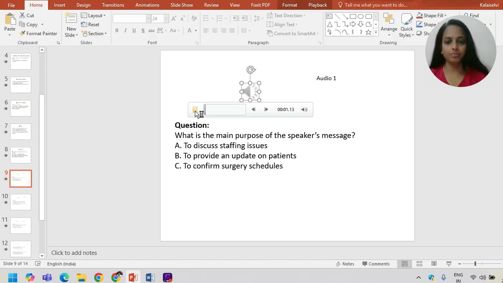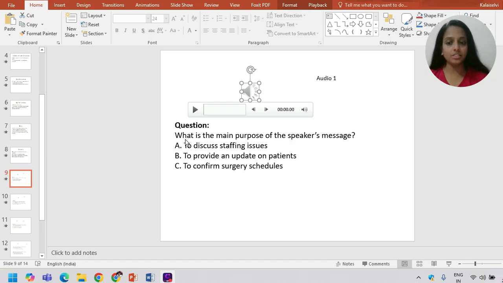Hi team, just a quick update from the afternoon shift. Mr. Hall in room 203 is stable and responding well to his new medication. We've scheduled a review with the consultant tomorrow morning. Ms. Rivera in room 205 is being prepared for discharge. Please make sure her documents are ready by 6 p.m. Let's ensure a smooth handover for the evening shift.